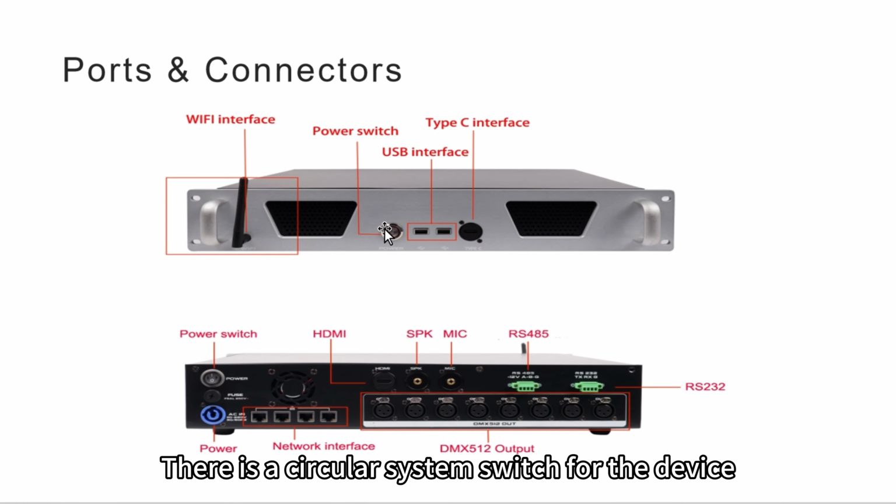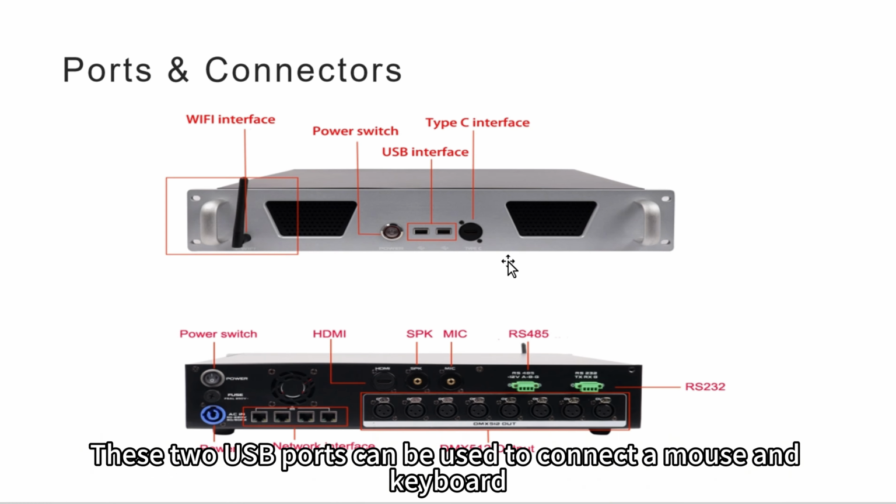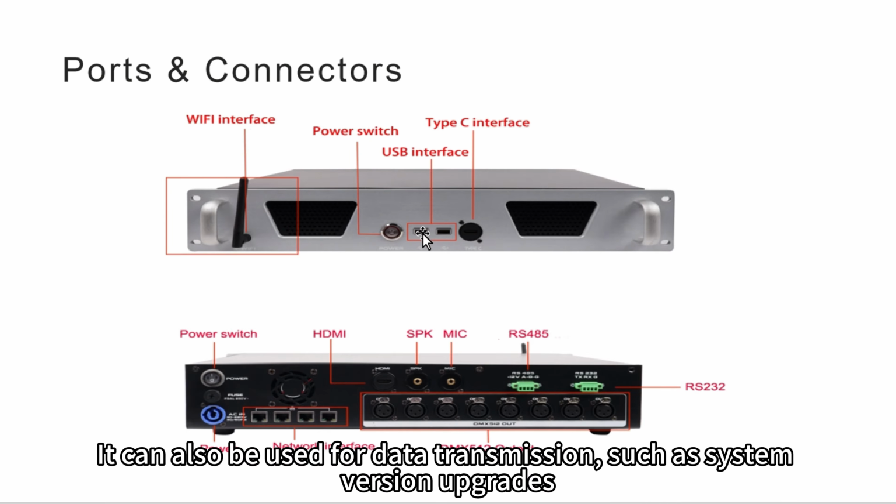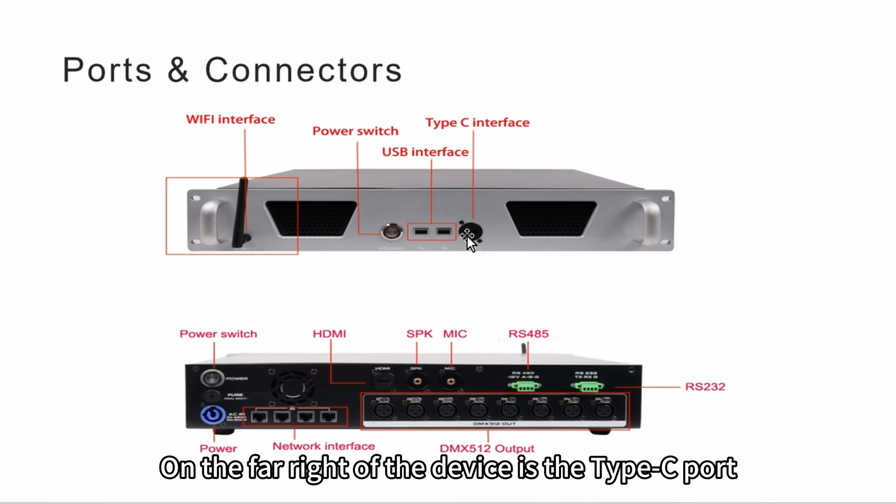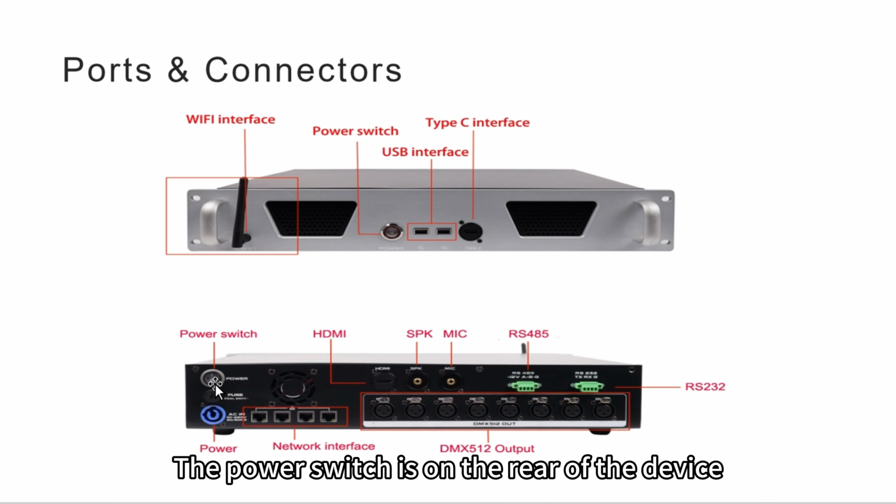There is a circular system switch for the device. These two USB ports can be used to connect the mouse and keyboard. It can also be used for data transmission, such as system version upgrades. On the far right of the device is the Type-C port. The panel switch is on the rear of the device.